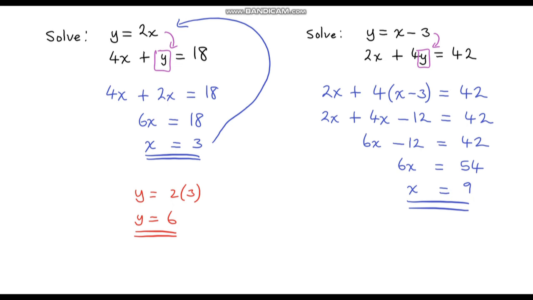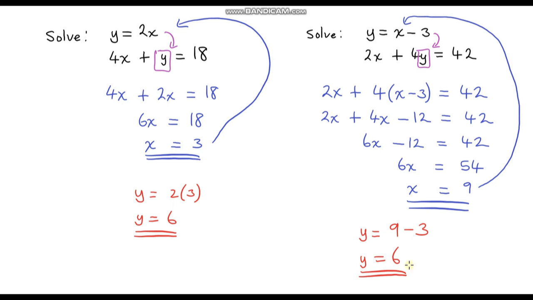And now we can substitute this value of 9 back into our original equation. So always pick the equation that's easiest, just to help yourself out. So if we use our top equation, we've got y is equal to x minus 3. So instead of writing x, we know the value of x. So that is just going to be 9 minus 3. Therefore, y is equal to 6. So when x equals 9, y equals 6.